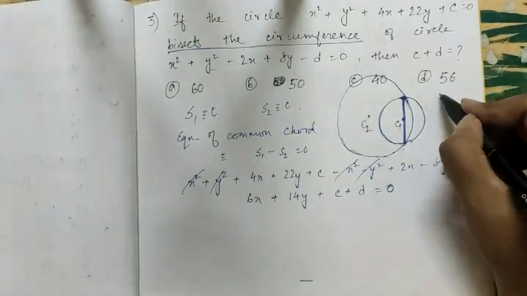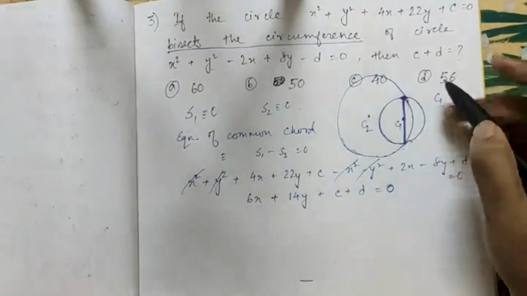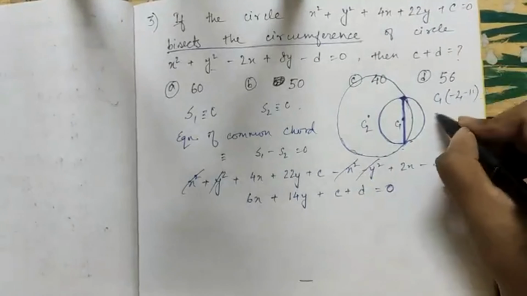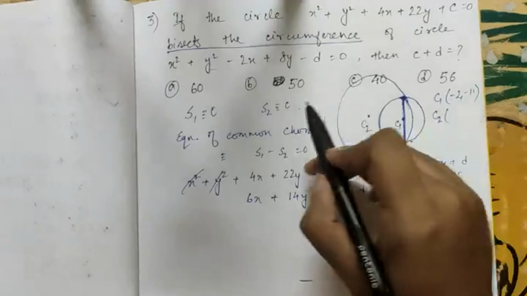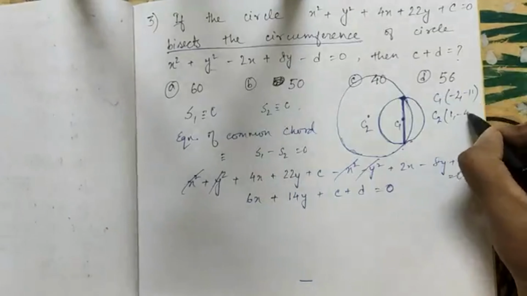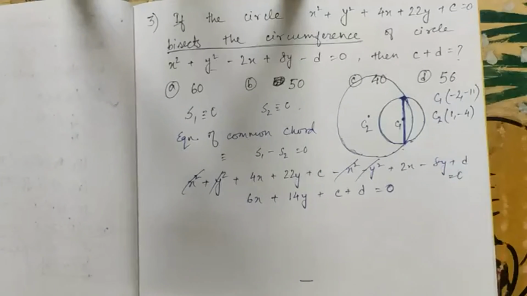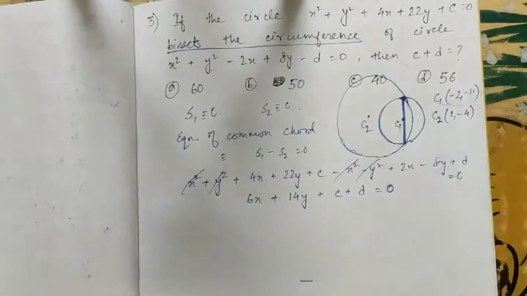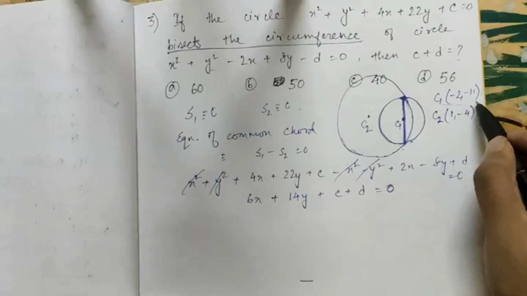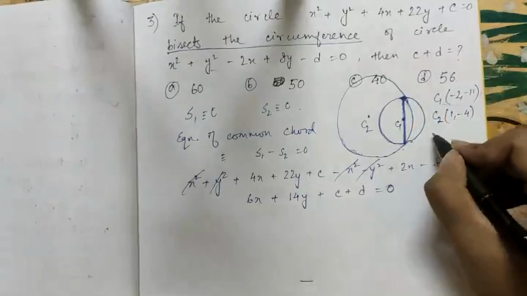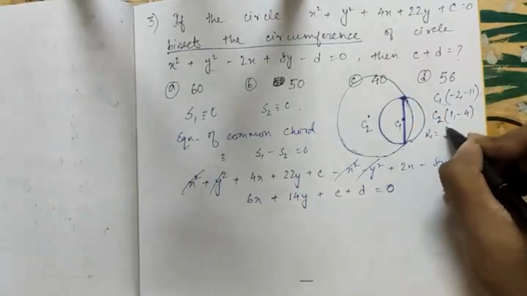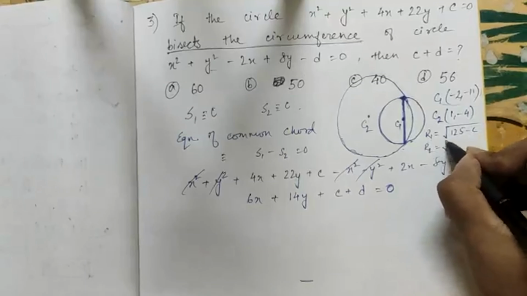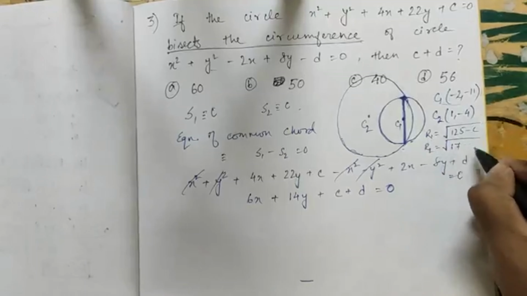Now what is my center 1? Center 1 of this circle is (minus 2, minus 11), and center 2 is given as what? (1, minus 4). Okay, now what will be the equation? Actually the radius of the first circle, R1, will be the square root of 125 minus c, and R2 will be the square root of 16 plus 1, 17, plus d.